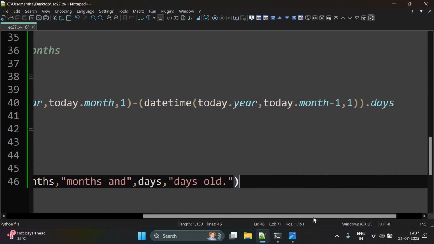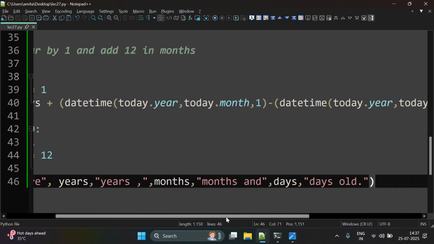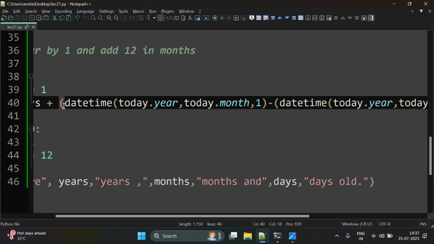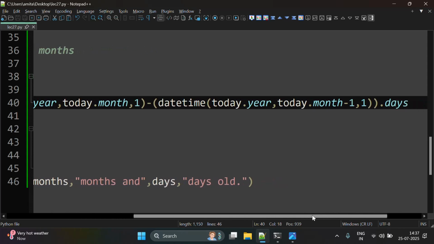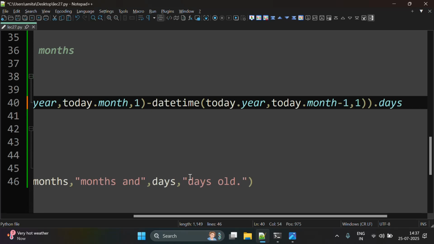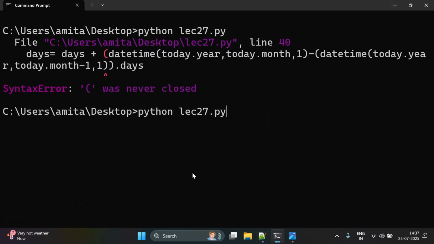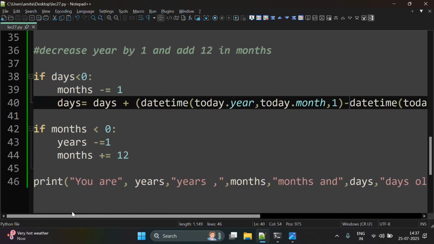Okay, so this one was never closed. We can remove this bracket and then run this, and you can see we have debugged the program. So this is a very important thing: how to see where your mistake is and then how to solve it.